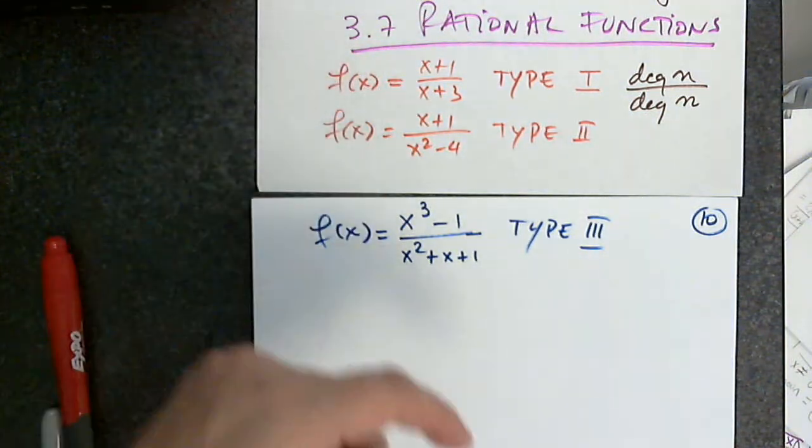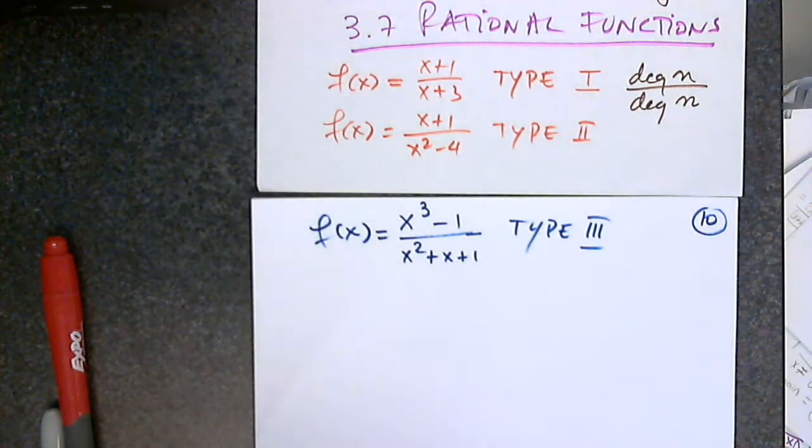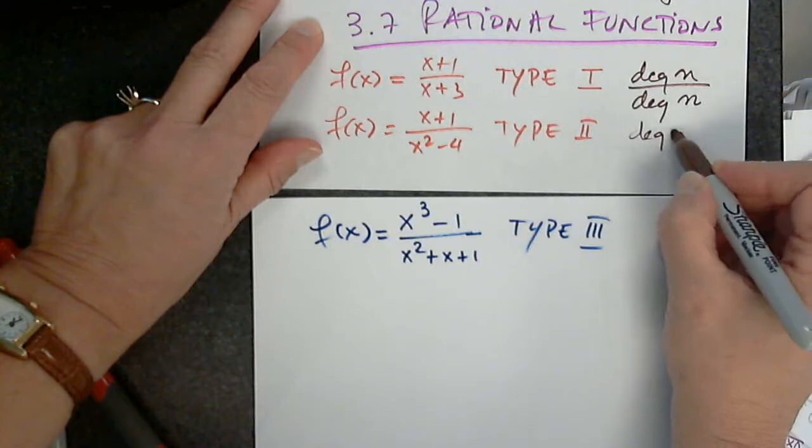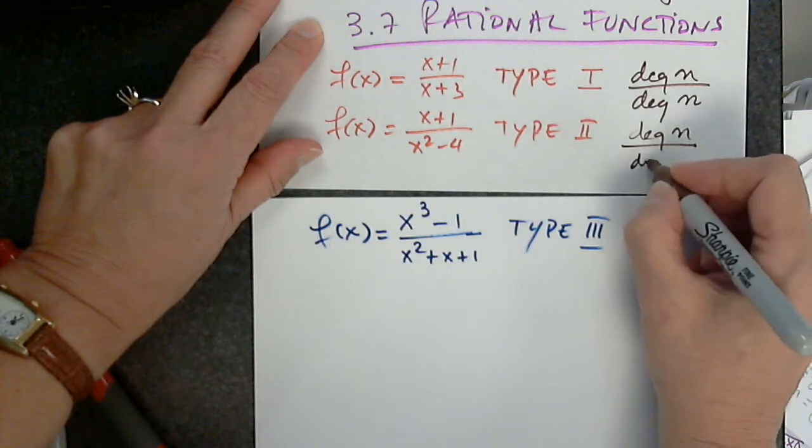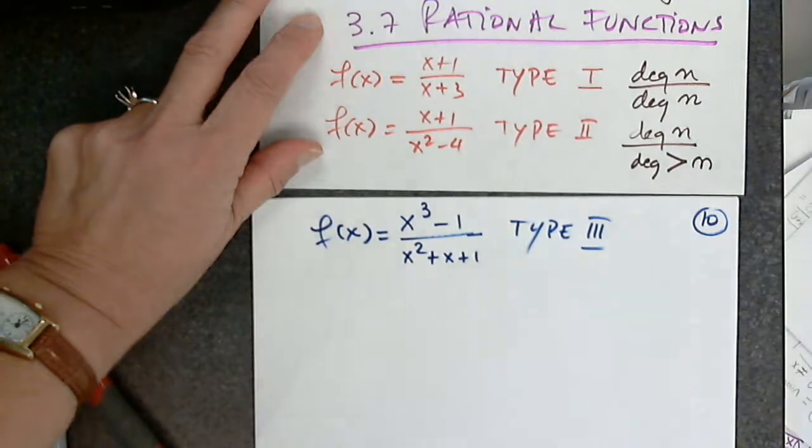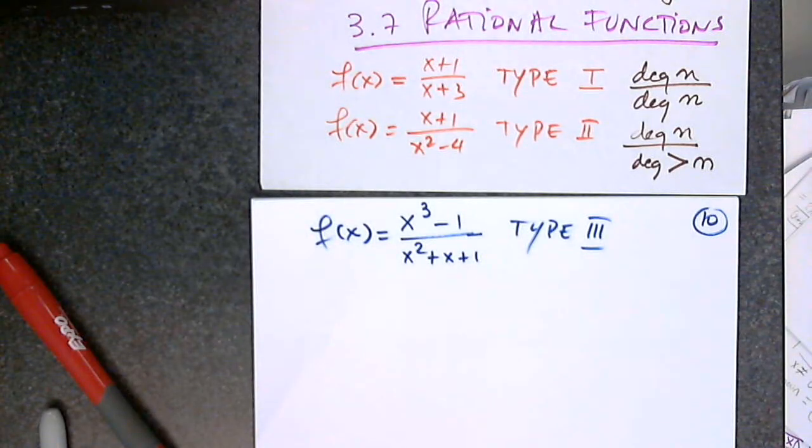Can it be degree 2 over degree 2? Yes. Degree 3 over degree 3? Yes. Degree 4 over degree 4? Yes, as long as they are the same. And that would be type 1. Type 2. What will you say about type 2? Exactly. Degree n, and I will say degree greater than n. So if the top is 1, the bottom can be anything but 1. Can be 2, 3, 4, and so on and so forth. If the top is degree 2, the bottom cannot be 1 or 2. It can be 3, 4, and so on and so forth. Higher at the bottom.